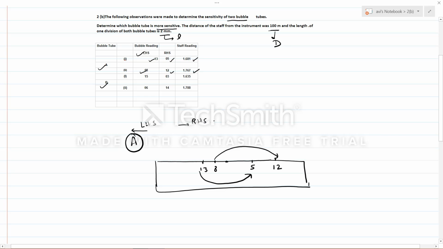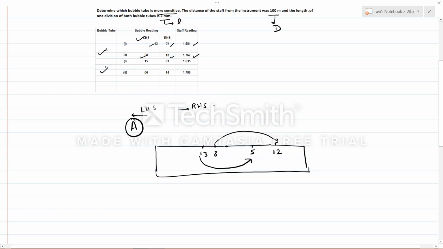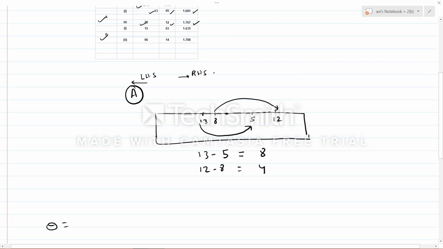What will be the value of n then? We will take the average. 13 minus 5, that is the bubble tube moving from LHS to RHS, is equal to 8. And how much did it move in this case? 12 minus 8, that is 4. We will take the average of these two: 8 plus 4 upon 2 is equal to 6 divisions. It moved 6 divisions, so the value of n is equal to 6.